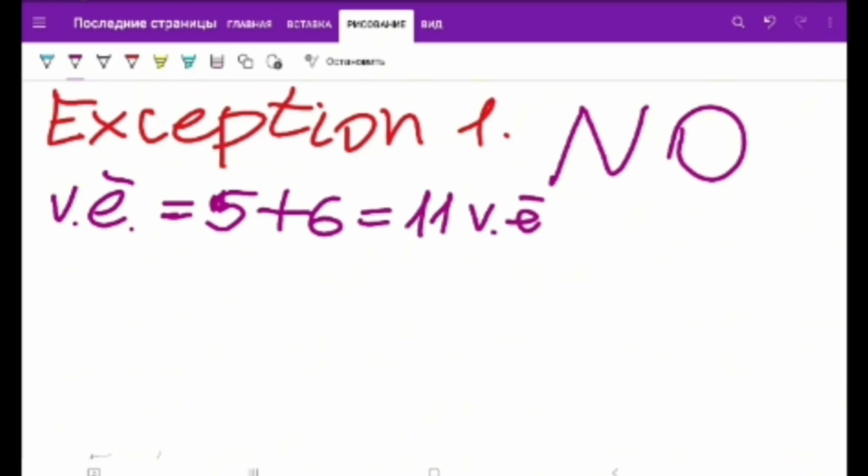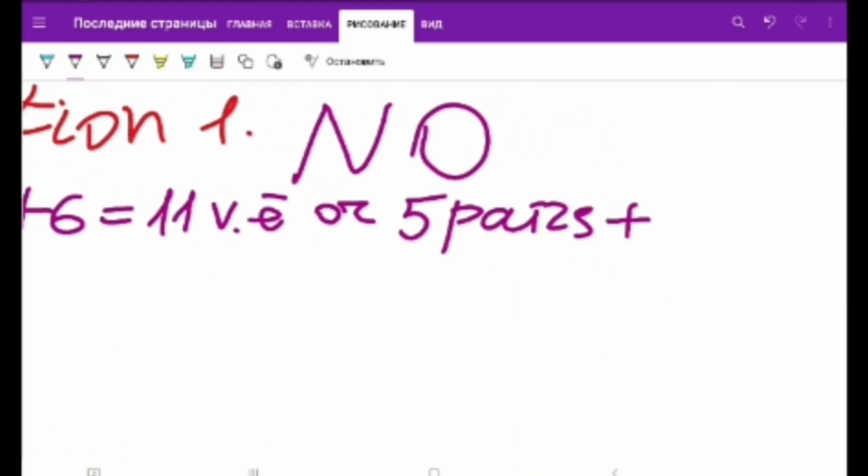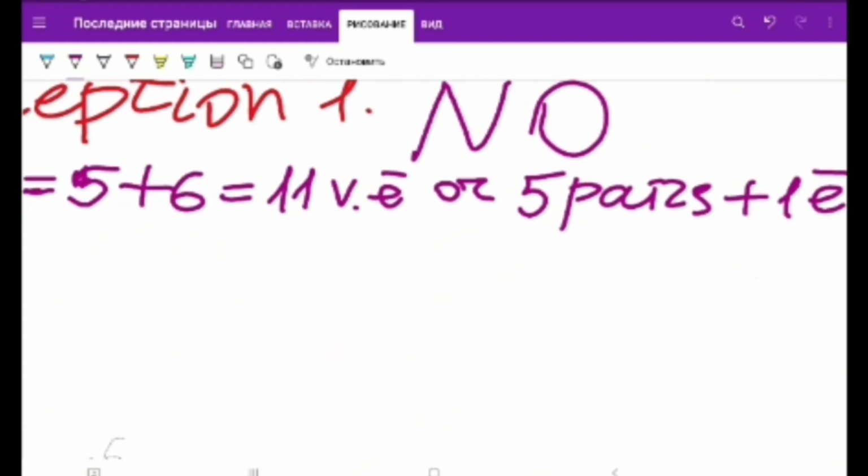Or if we need to calculate the number of pairs, we can write it in this way. We see that we cannot divide it by 2, like 2 electrons make 1 pair. In this case, we can say we have 5 pairs and 1 single electron. Let's draw the skeleton and complete the octet. So we know that the valence of oxygen cannot be 1.